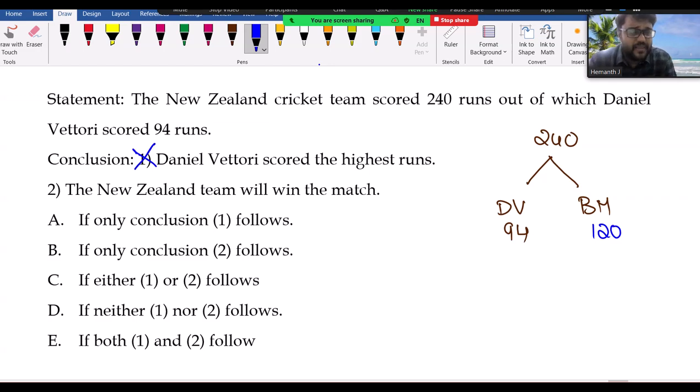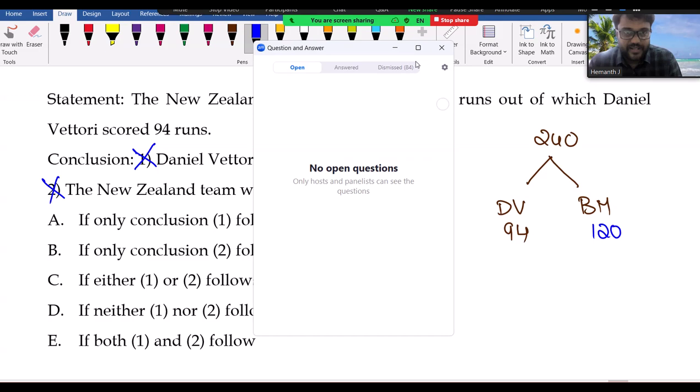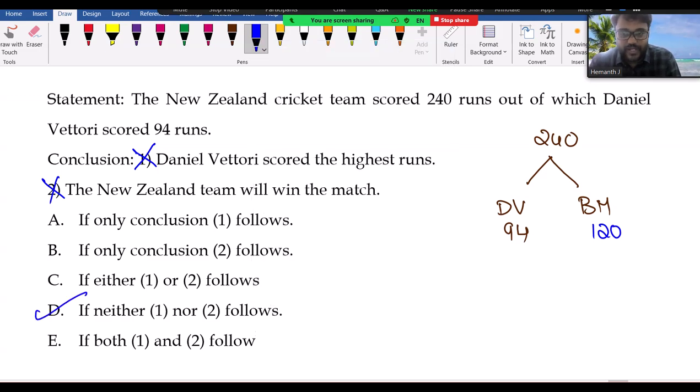New Zealand team will win the match. That cannot be decided because they did not mention whether this is an ODI or T20. In fact, in T20 matches, 240 runs may not be sufficient nowadays to win the match. That we cannot say. So when there is doubt, don't go for a conclusion. Neither one nor two is true. A conclusion is definitely true only if it is for sure, 100% true.